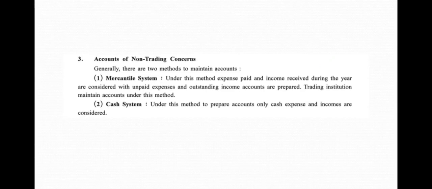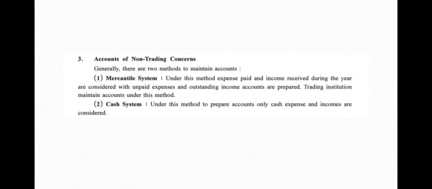Now, trading institutions' financial statements we have seen, and throughout the year we have learned about recording transactions. So we know that transactions are mostly recorded on the mercantile system. When we prepare the financial statement, we consider the outstanding expenses and outstanding income for that particular year. Also we consider the prepaid expense or pre-received income for that year. So this is the first system, the mercantile system, and the second is the cash system, where only cash is considered. Under this method, to prepare accounts, only cash expenses and incomes are considered.